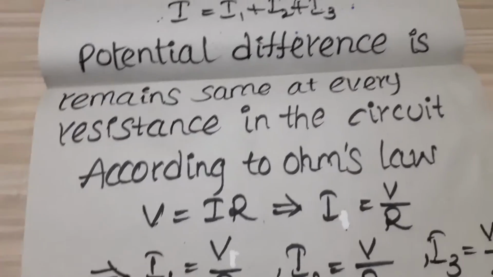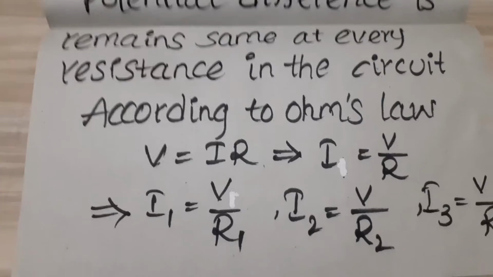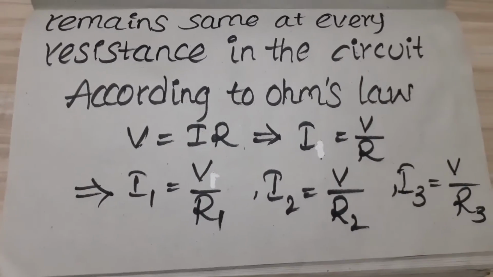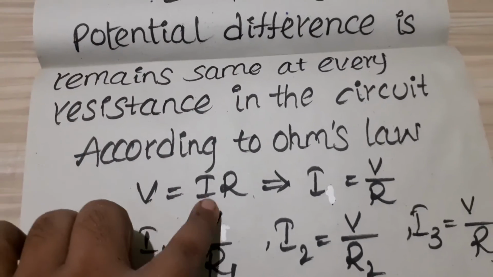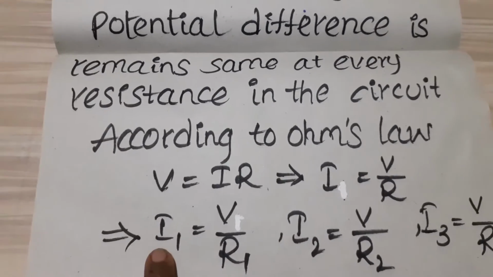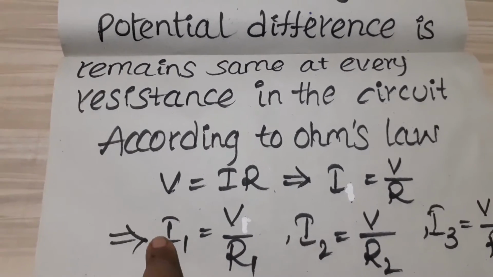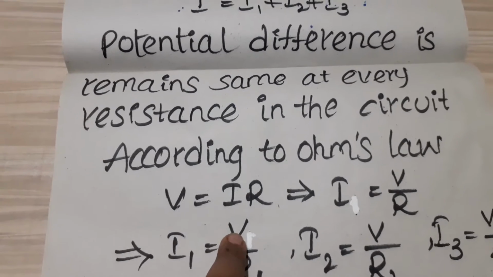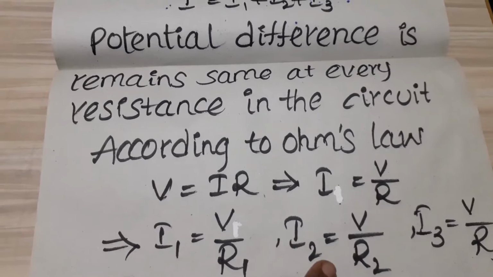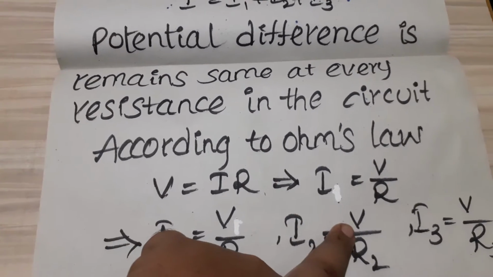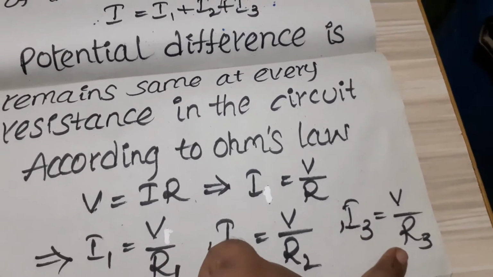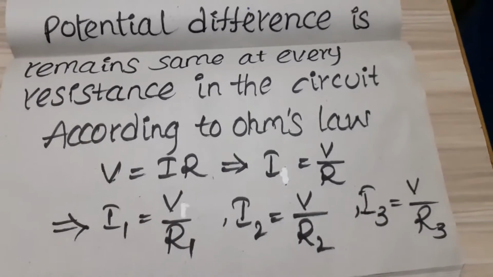So I am going to find the current values. By using Ohm's law, I am going to find the I1, I2, I3 values. V equals IR, so the current I equals V by R. I1 in the resistor R1 equals the potential difference V, which is the same, over the resistance value R1. I2 of the resistance R2, its potential difference is V, the same. I3 is the current of the resistor R3, and the potential difference is V.